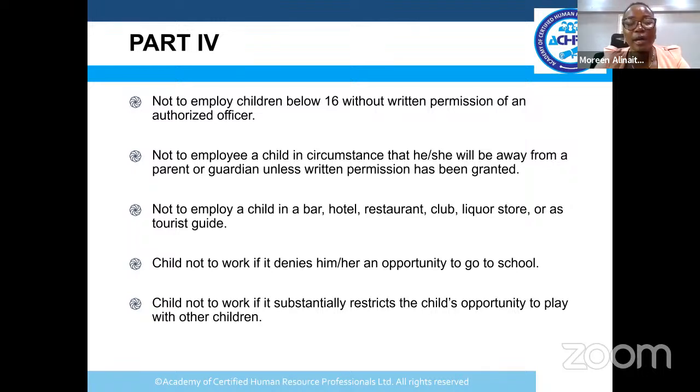A child should not be engaged in work if it denies him or her the opportunity to go to school. That again goes back to the point that we were discussing earlier, because when children taste the money, they do not want to go to school anymore.